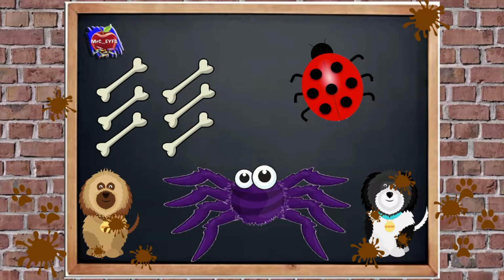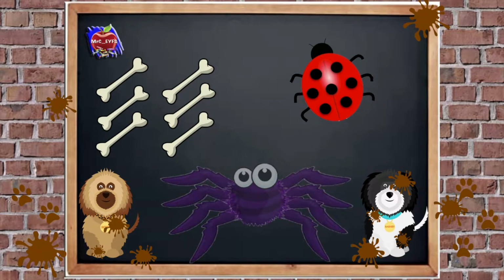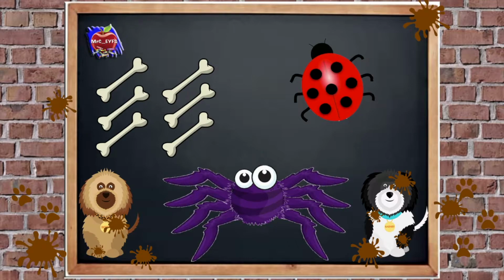So what else have they found in the garden? Yeah, there's a spider and a ladybird. So let's count how many legs are on the spider. Do you know, we know there's normally 8, but let's just check. There's 1, 2, 3, 4, 5, 6, 7, 8.